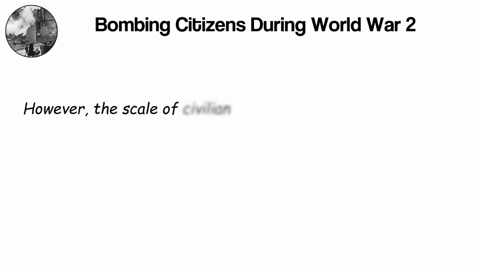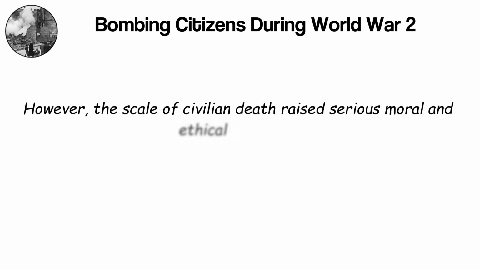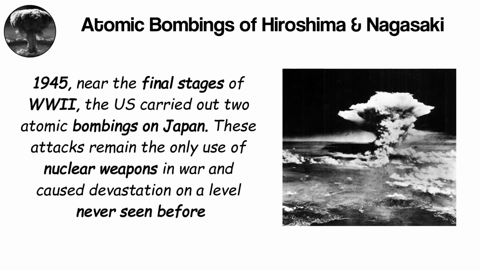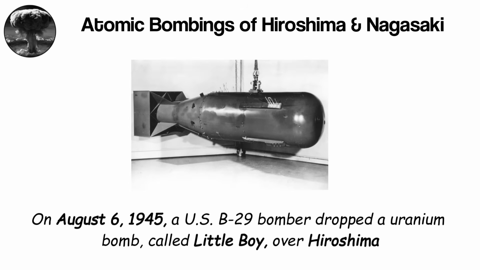However, the scale of civilian death raised serious moral and ethical questions. In August 1945, near the final stages of World War II, the United States carried out 2 atomic bombings on Japan. These attacks remain the only use of nuclear weapons in war and caused devastation on a level never seen before. On August 6, 1945, a US B-29 bomber dropped a uranium bomb called Little Boy over Hiroshima.